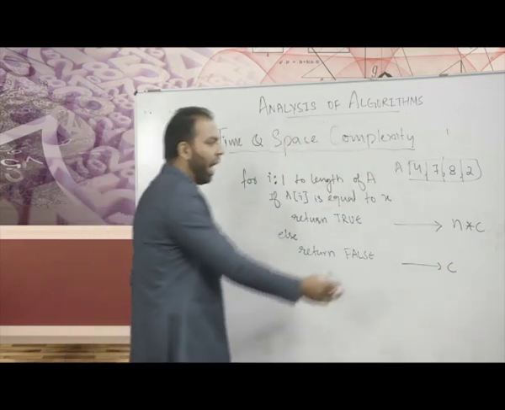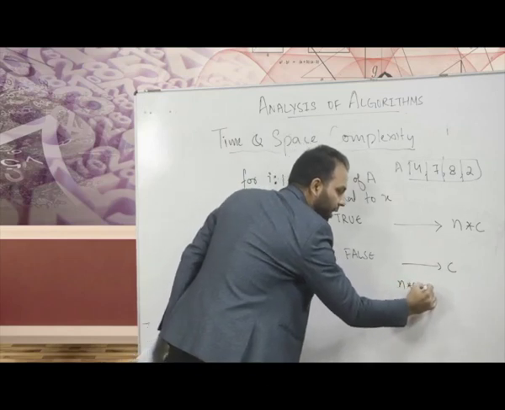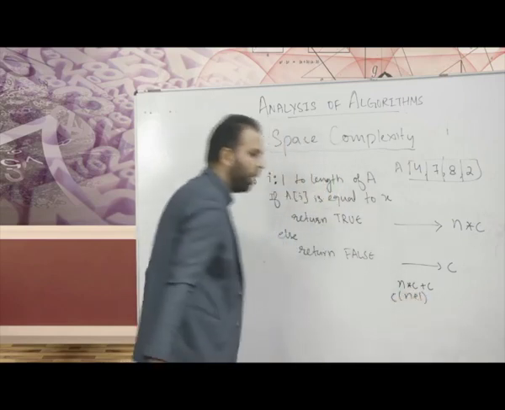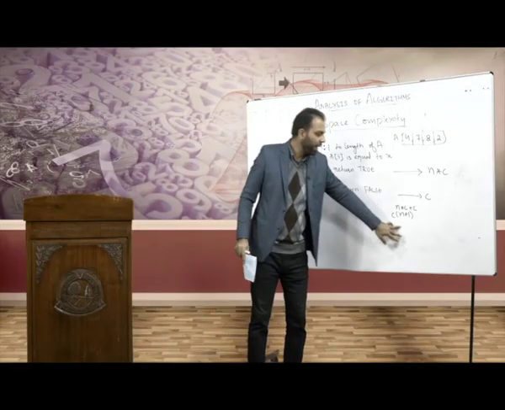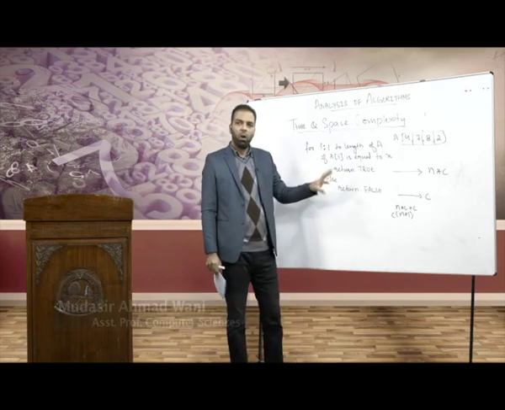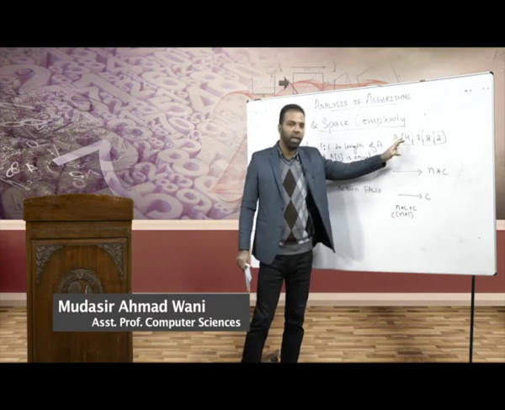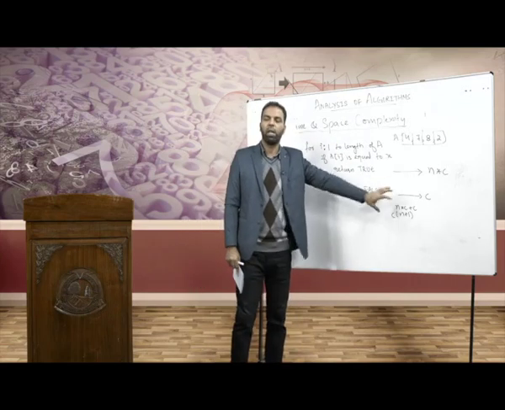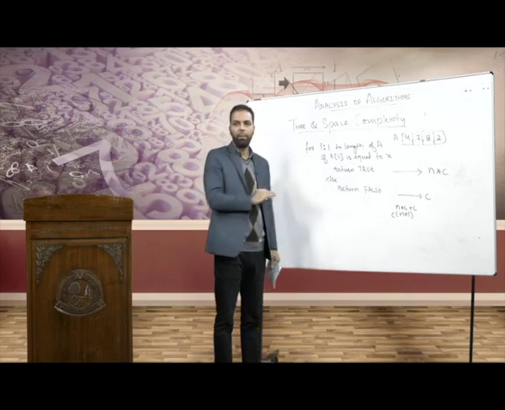Fine. So if we add these two, what's the total number of operations? That will be n cross c plus c. If you take c common, it will be c times n plus 1. So this is what I mean when I say that how much time this algorithm is going to take depends on a function of the length of input. This n is the length of the array here. So we have defined the running time of this algorithm as a function of the length of input. This is what your prior analysis means. This is what your time complexity means.